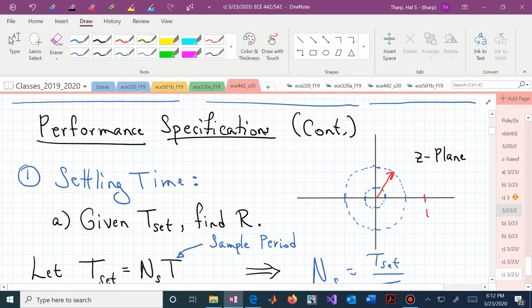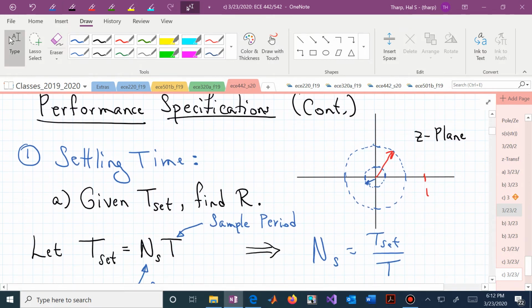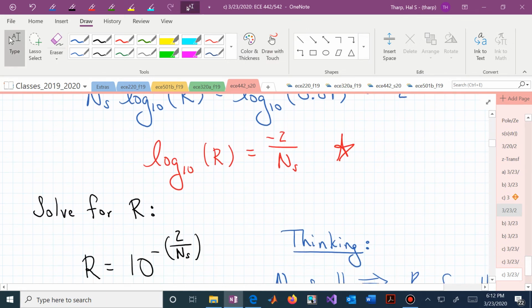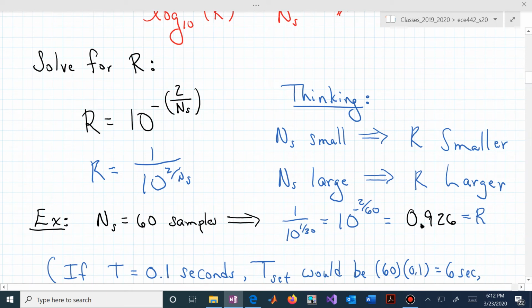If we were interested in a smaller radius, then that's going to exponentially damp out much more quickly, and consequently, with a small r, n, the number of sample periods to get us within 1% of where we're going, is also going to be small.